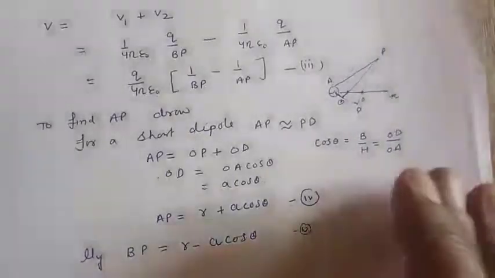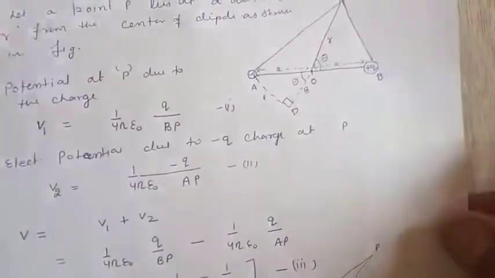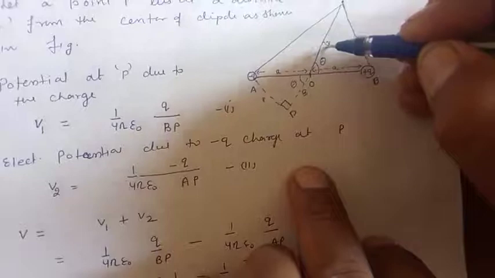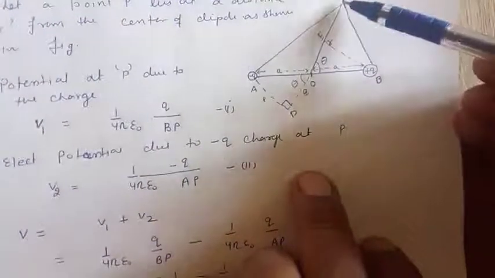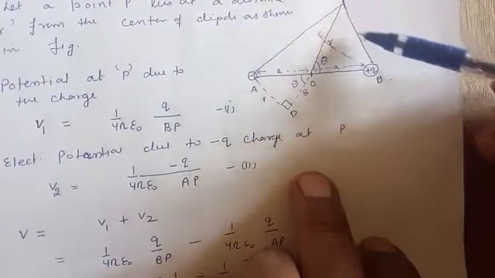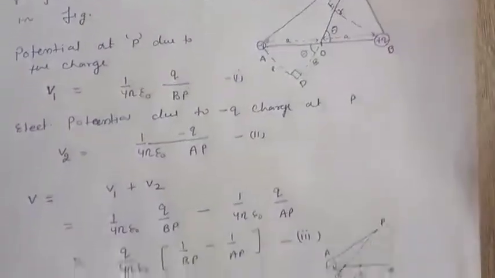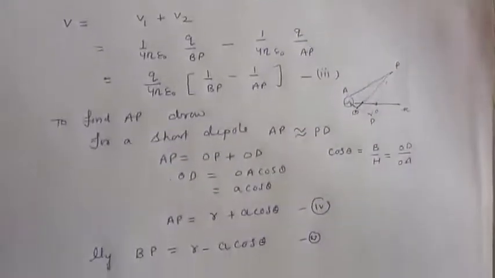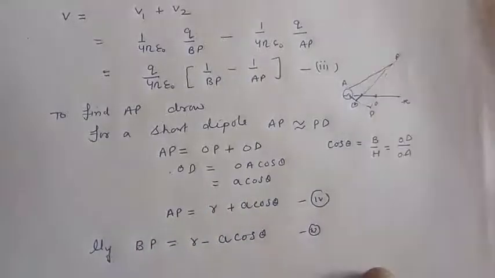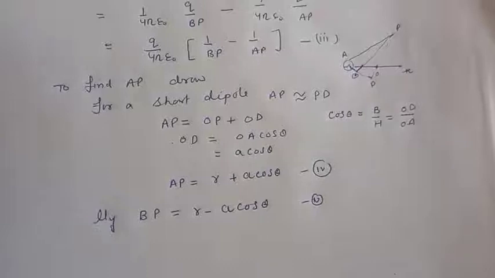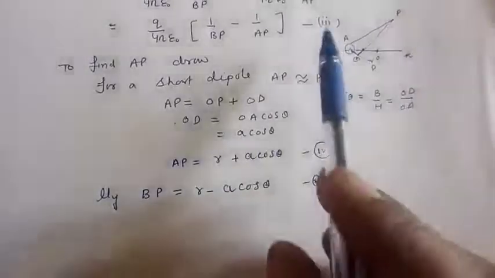But how it will be? For that, let's go to the diagram here. In the same manner, draw a perpendicular here. Let it be point E, right? So we have to find the value of BP. BP will be approximately equal to BE, and BP is equal to R minus A cos theta. In the same process as we found AP, you can find BP. If we do it, the article will go longer. So just write here similarly, and now put all the values in equation number 3.